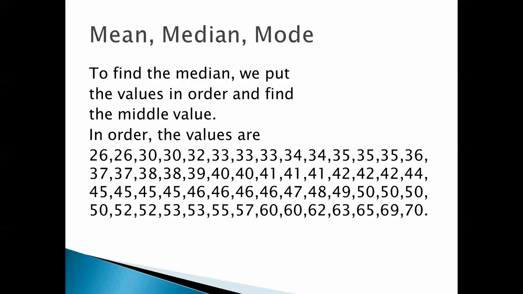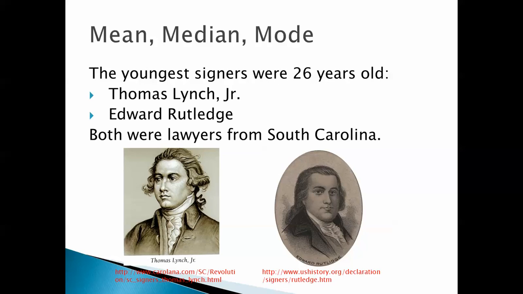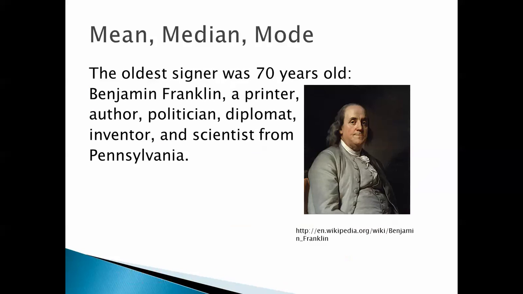So you put the values in order: 26, 26, 26, 30, 30, 30, 32, 33, and so on, all the way up to 70. Note the range of ages, 26 to 70. The youngest signers were 26 years old: Thomas Lynch Jr. and Edward Rutledge, both lawyers from South Carolina. And the oldest signer was 70 years old. He was Ben Franklin, a printer, author, politician, diplomat, inventor, and scientist from Pennsylvania. Really an outstanding American. I read his biography a couple of years ago.